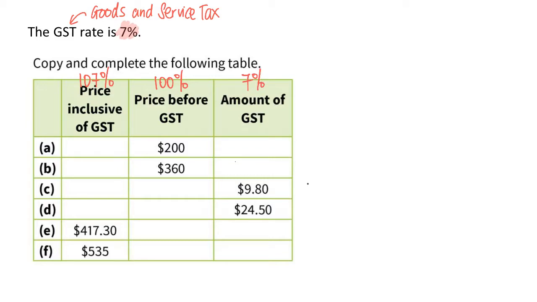Okay, so for part A, it's pretty straightforward. Part A, we can straight away find what is the GST. 7 over 100 times $200. This will be $14. And once I have the $14, I will be able to find the price that includes the GST. I add them up.